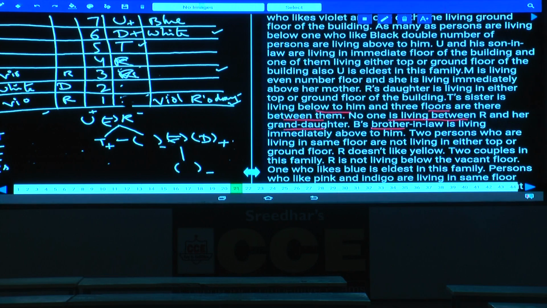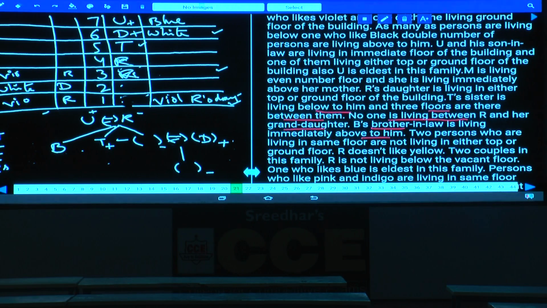B is having a brother-in-law. As of now, T is having a brother-in-law. B is also having a brother-in-law. B must be the child of this person. B's brother-in-law is living immediately above this one. Who is B's brother-in-law? D. Now D is living immediately above this B.